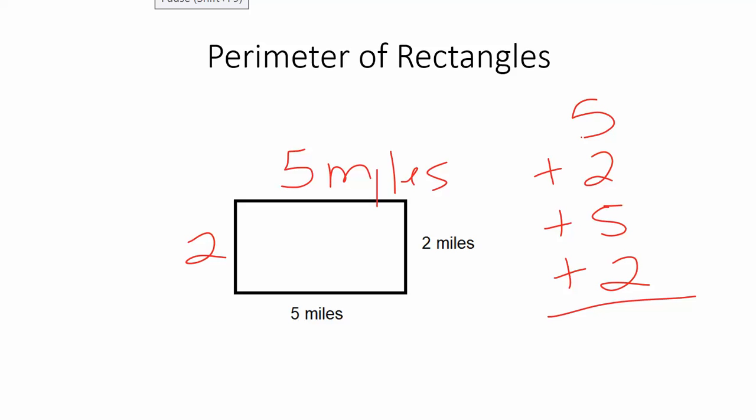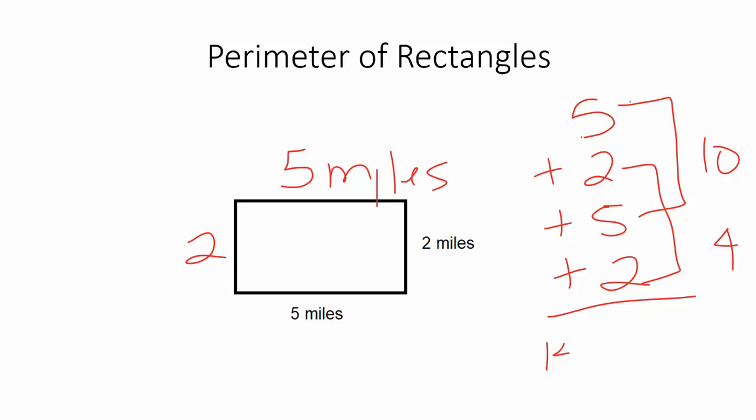So again, if you want, you can use your calculator, or you could remember some of our tips. In this case, a lot of people use doubles. 5 plus 5 is 10. 2 plus 2 is 4. So 10 plus 4 is 14. Perimeter is just regular units. So that means my perimeter is 14 miles.